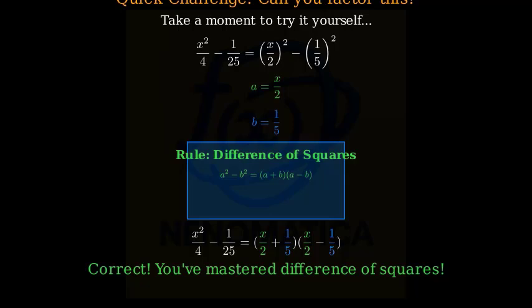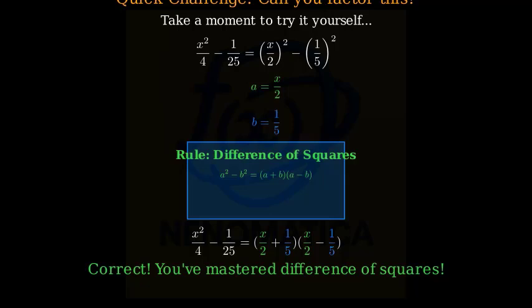Let's summarize what we've learned about factoring difference of squares. The key formula to remember is a squared minus b squared equals a plus b times a minus b. We saw 3 examples of increasing complexity, first with algebraic terms, then with square roots, and finally with fractions. In each case, we identified what a and b were, then applied the formula.